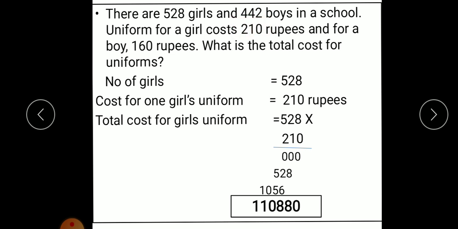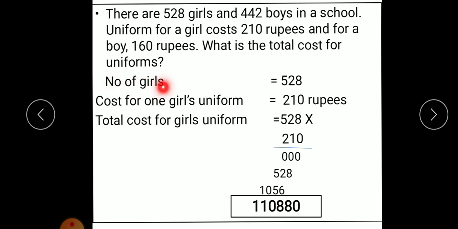Then the cost for a girl's uniform is how many rupees? 210 rupees, and for a boy? 160 rupees. So you have to find what will be the total cost for uniforms for both boys and girls. So let us see how to find this answer.